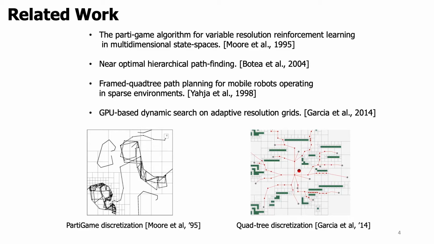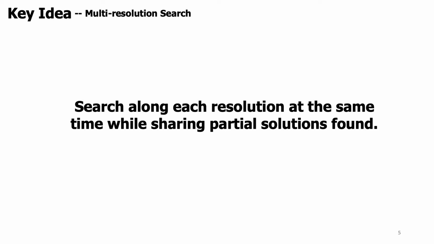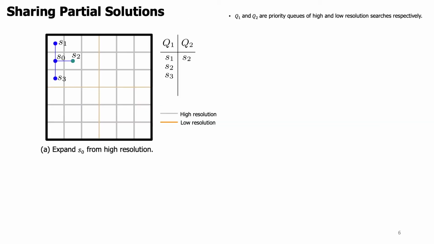In these problems, MR-star has the advantage of planning with different resolutions without constructing the map structures mentioned above. The key idea of multi-resolution A-star is simple, which is searching along each resolution at the same time, while sharing partial solutions found. Here is how partial solutions are shared.